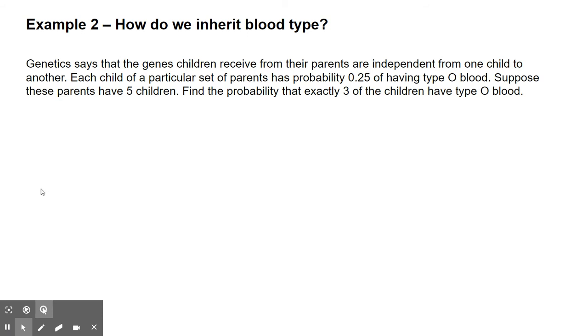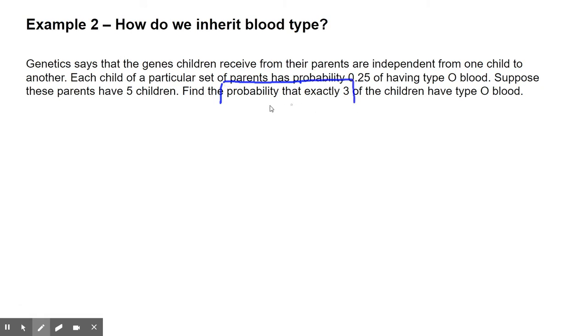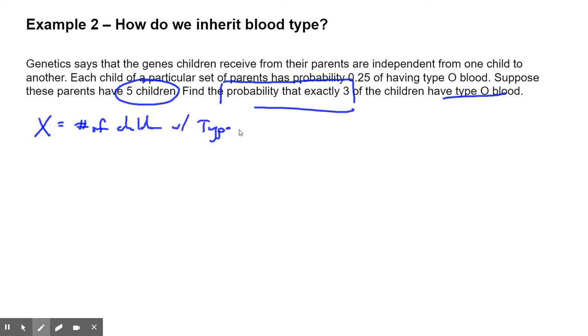Okay, so again, we are looking for the probability of exactly 3. So probability that exactly 3 out of the 5 children have type O blood. Okay, so when we do this, right, let's let x be our random variable. So x is the number of children with type O blood, right? You don't have to do this, but I'm doing this, right? So we want to find the probability that our variable is equal to exactly 3. Well, we have to figure out the number of ways to get 3 children out of 5 to have type O blood.